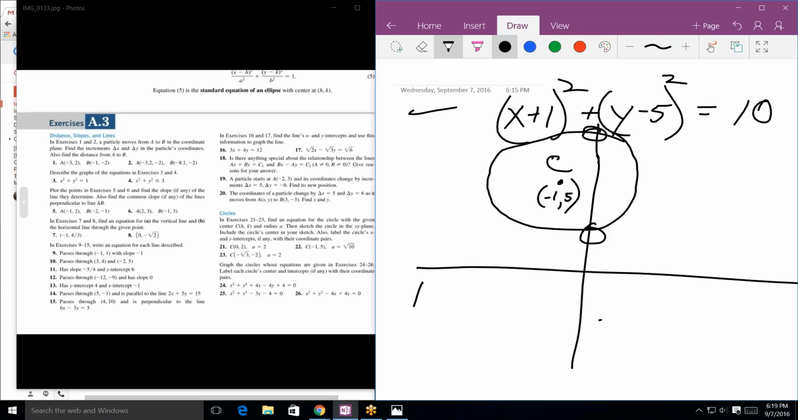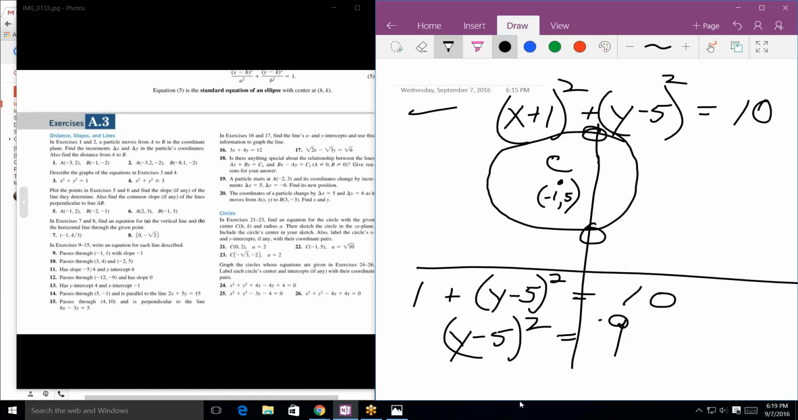So that gives us 1 plus, and you can see why you don't expand this. It would just make the problem harder. Now we're going to take the 1 to the other side, so we get y minus 5 quantity squared equals 9. Take the square root of everything. So you get y equals plus or minus 3.